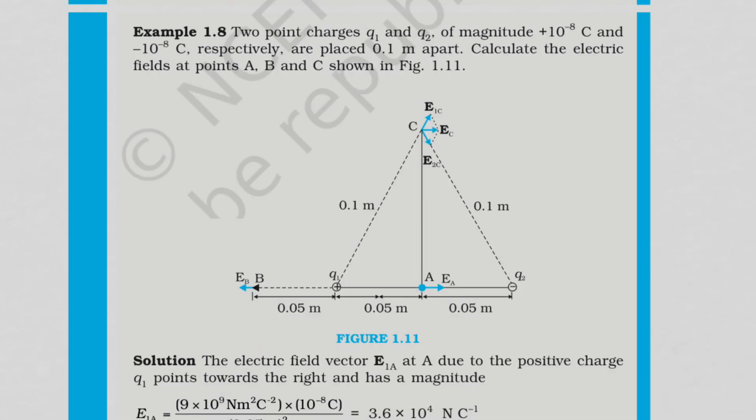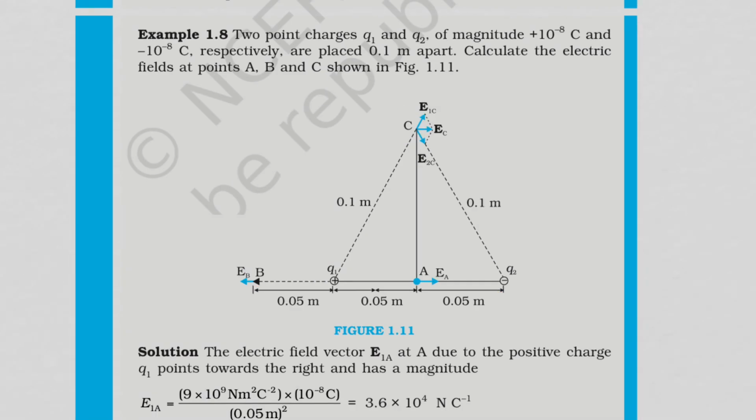Let us understand this example 1.8. There are two charges given, Q1 and Q2, and we need to find the electric field at A, B, and C. At these three points we have to find the electric field due to these charges. First of all, we need to use the formula that the electric field is 1 upon 4 pi epsilon naught, q charge upon the distance squared, r squared, and it is a vector.